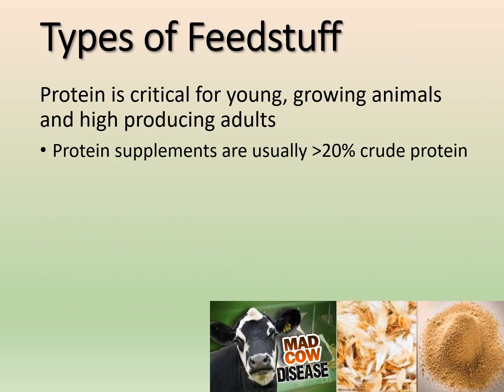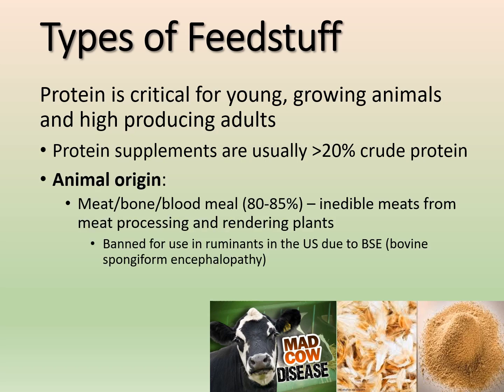So as we know, protein is very important for our amino acids. We got to get that nitrogen, but it's really critical for young growing animals and these high producing adults such as dairy cattle. And when we talk about protein supplements, we're usually talking about over 20% crude protein, even though a lot of these guys are well over 20%, even up into the 80% crude protein. So let's look at some of these animal sources.